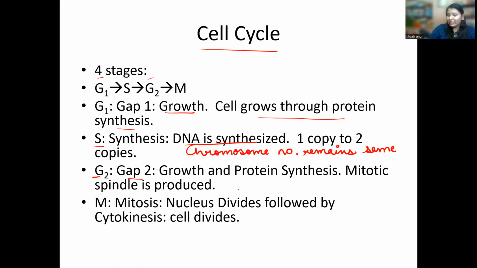Okay. Next comes G2 phase, that is gap2 phase, in which again the growth is happening. Proteins are going to synthesize, which we need for the division, and the spindles are produced. What is the most important part of gap2 phase? That spindles are produced. Next is M phase. In this, the nucleus is going to divide. That is known as karyokinesis. Okay, and cytokinesis will also take place. That is the cell division.